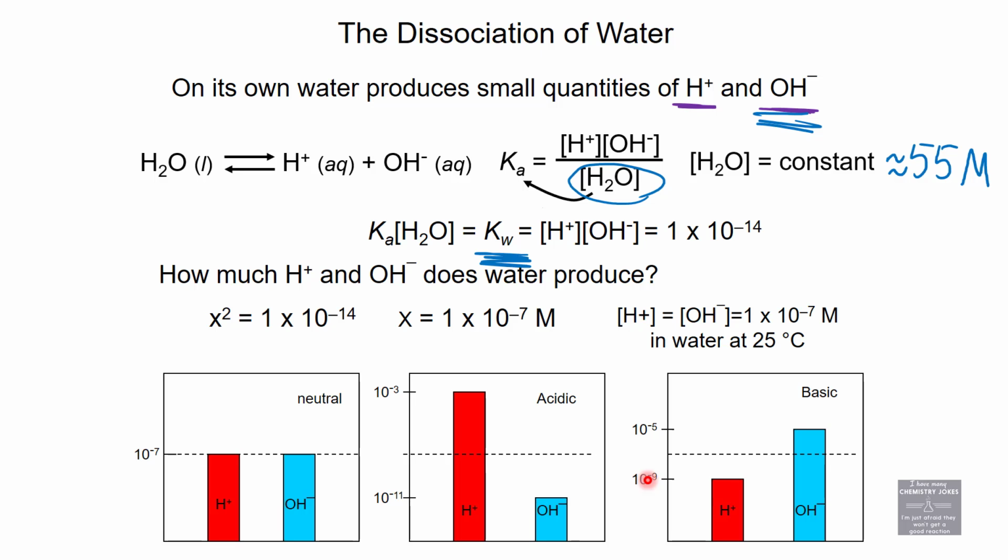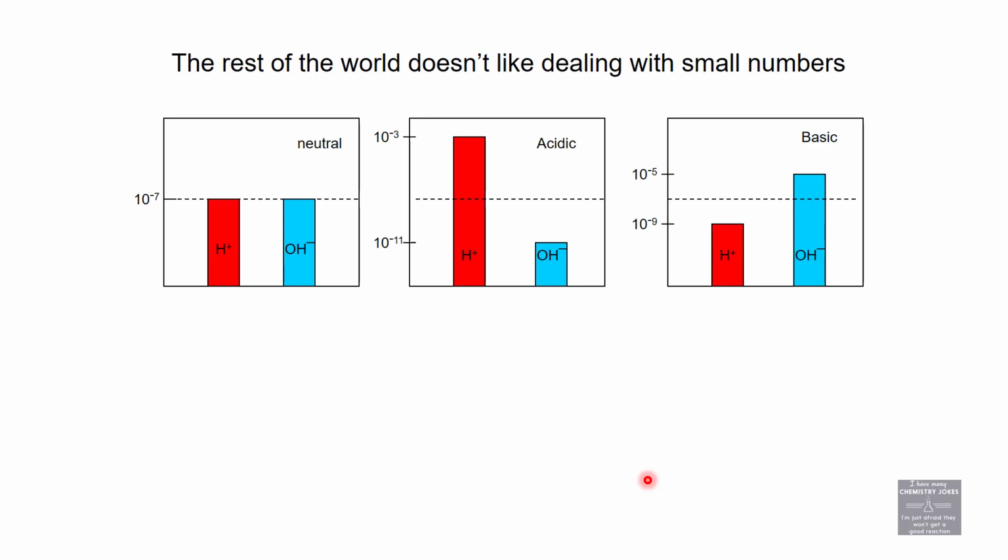When one gets greater, the other one has to get smaller so that it can still equal 1 times 10 to the negative 14 at 25 Celsius. Okay, it's true. The rest of the world does not like small numbers. 1 times 10 to the negative 7, 1 times 10 to the negative 3, 1 times 10 to the negative 11, 1 times 10 to the negative 5, 1 times 10 to the negative 9. The rest of the world doesn't like that.